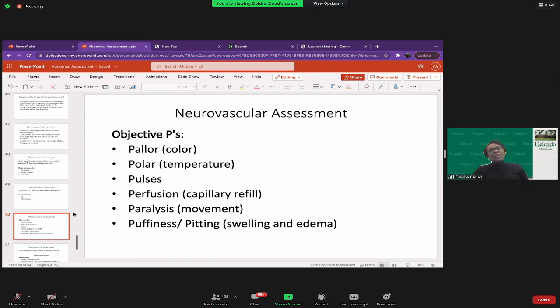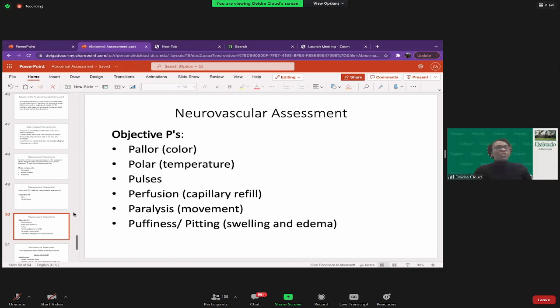So, speaking of assessing pulses, if you're assessing dorsalis pedis pulse and you don't feel it, what should you do? Go up to the next one. Go up to your tibial. Use a Doppler. Use a Doppler, because if you don't feel that one, you probably won't feel the other ones.